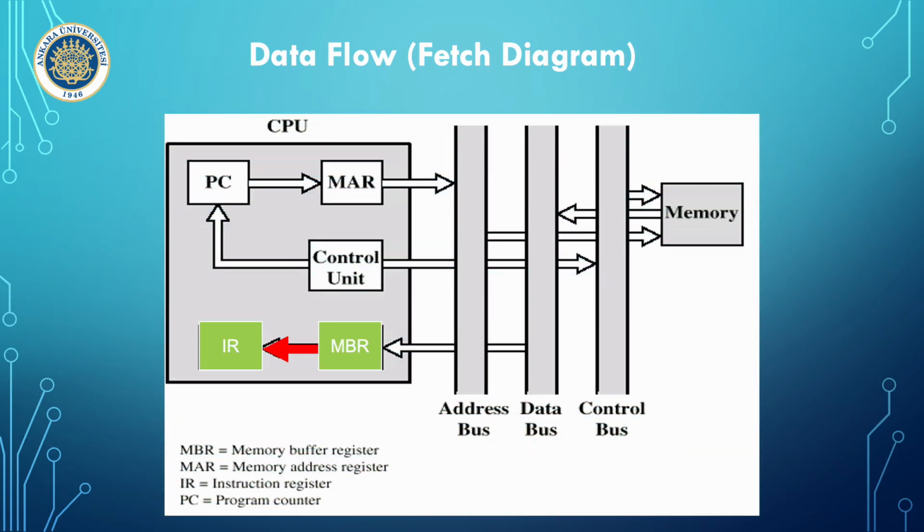Here we see the detailed data flow for the fetch step. The program counter places the address of the next instruction into the memory address register. The control unit then issues a read command to memory. The instruction at that address is loaded into the memory buffer register, then transferred into the instruction register. Meanwhile, the program counter is incremented to point to the following instruction. This process ensures a steady stream of instructions to be executed.